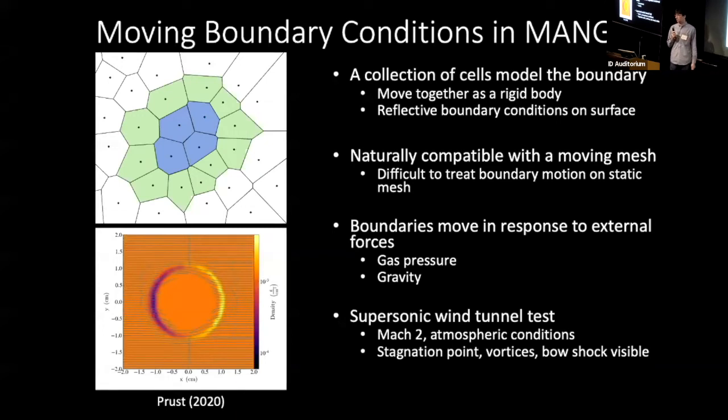This method is naturally compatible with moving mesh. It would be much harder to implement on, say, a static mesh, but it is possible. The boundary also moves in response to the gravity and gas pressure that it feels. And so on the bottom is one of our initial test cases where you just have a spherical boundary in a supersonic wind, and you see everything you would expect to see for an object moving supersonically.